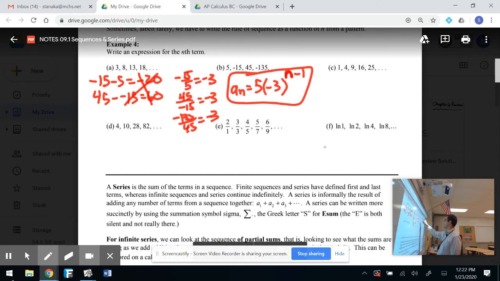Put a 3 in there. It means I'm going to square it, and I get 9. 9 times 5 is 45. That works out. Now, these first two, A and B, are the most important, okay?